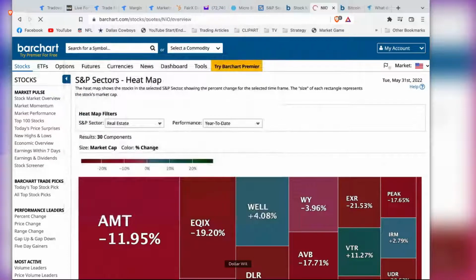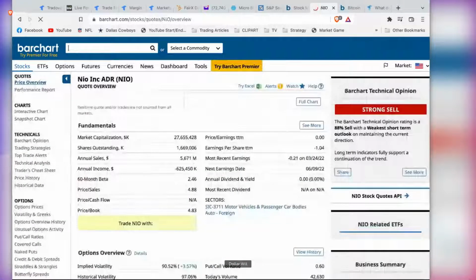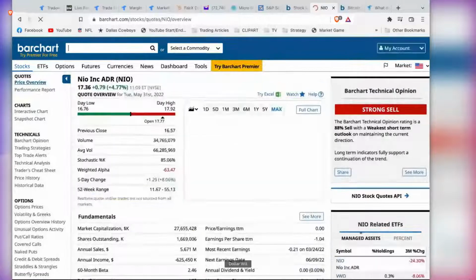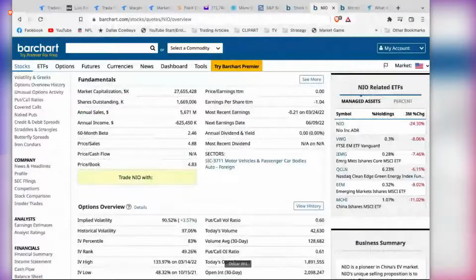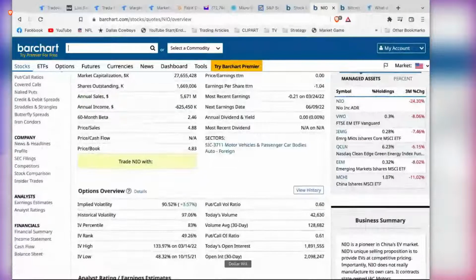It's a company that trades on another foreign stock exchange, that they have a symbol on our U.S. exchange too, so that Americans can invest in it. Okay, it's motor vehicles and passenger car bodies, automobile, foreign.